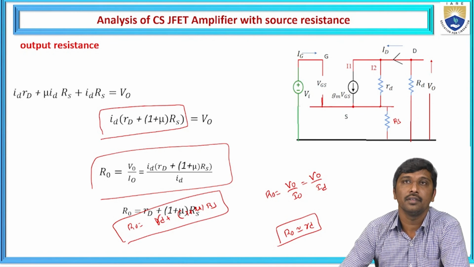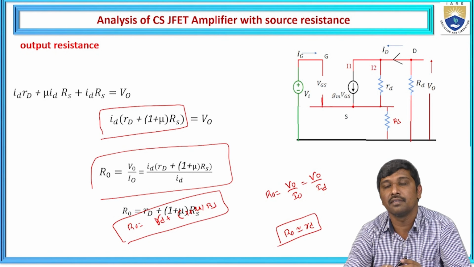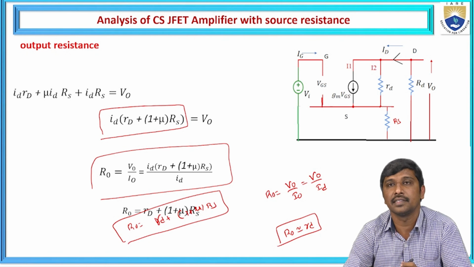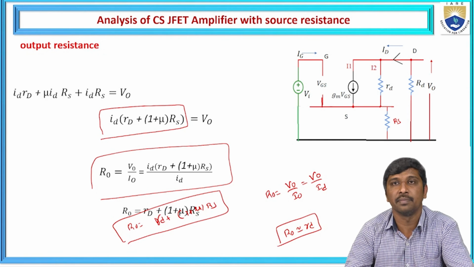So up to this point, today we observed the analysis of the common source JFET amplifier without source resistance as well as with source resistance. In that, we determined the voltage gain and input impedance as well as the output impedance.